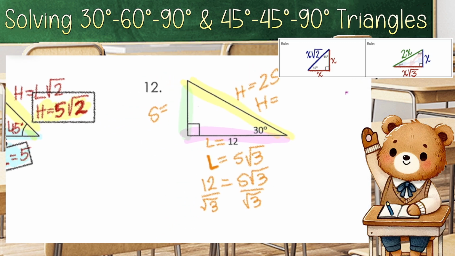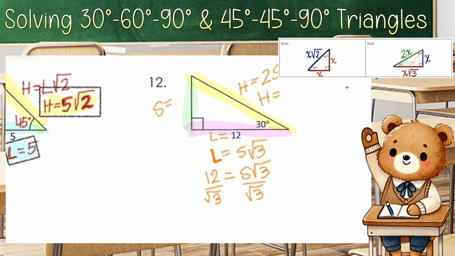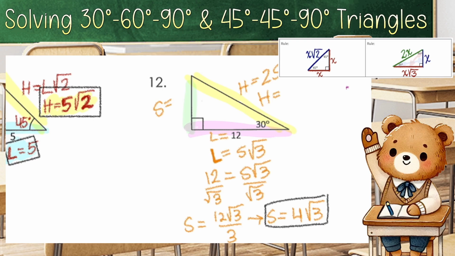And we're going to rationalize our denominator. So we're going to multiply 12 over root 3 on top and bottom by root 3. So really the in-between step is I get 12 root 3 over 3, which leads me to s equals 4 root 3. Of course, we always simplify because we're responsible students. So 4 root 3 is s.